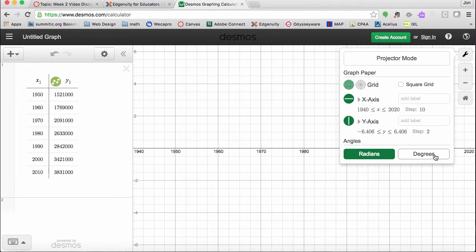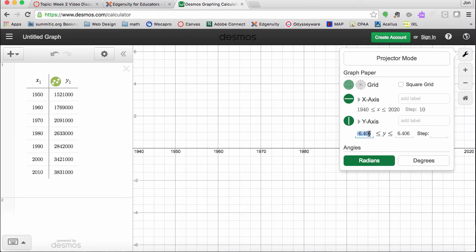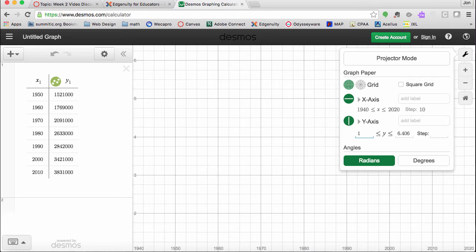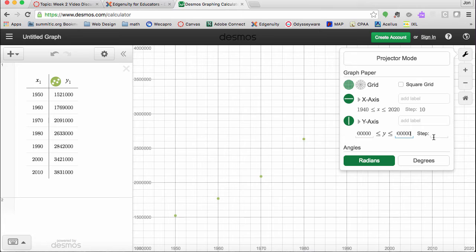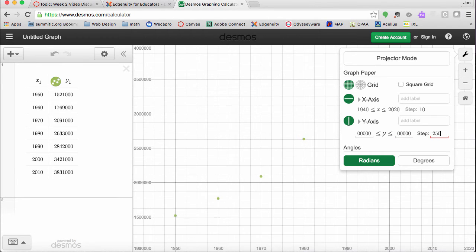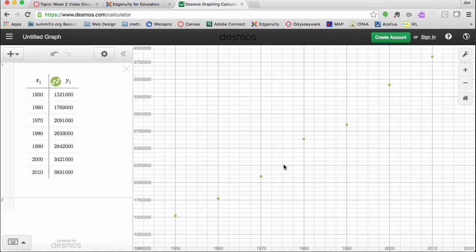You can see my graph is adjusting already. Now for the y-axis, let's start at 1 million. And let's go up to 4 million. That's a good window to be able to see. And we'll make our steps at, let's do 250,000. All right, there is my graph.